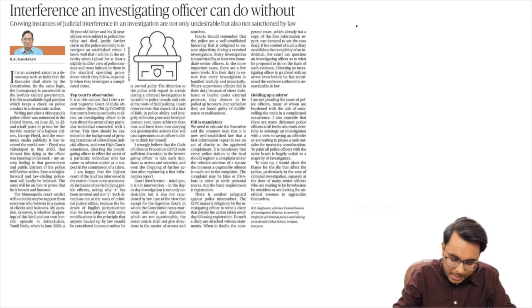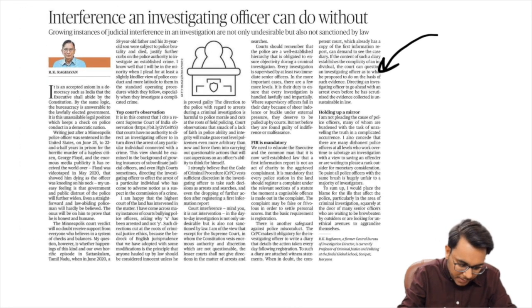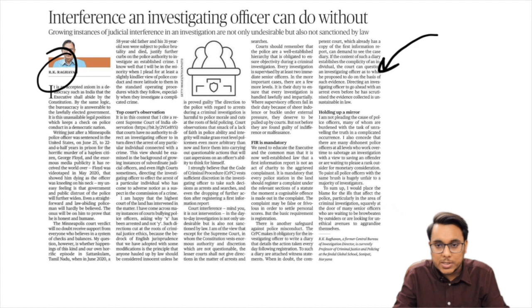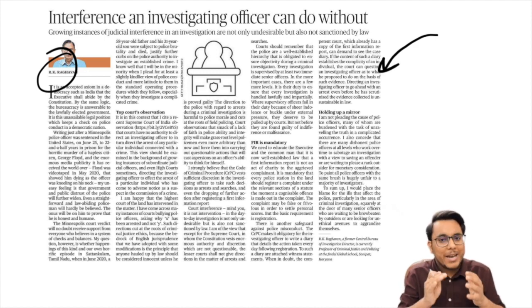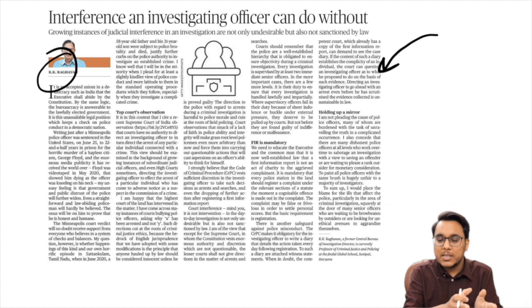Now guys, this particular article has been written by R.K. Raghavan, who was the former CBI chief. He is talking about how many times the judiciary interferes in the investigation process. It directs the police officers that okay, this person is to be arrested, this person is not to be arrested, and many times it reduces the morale of the investigating officers, and it is not good.